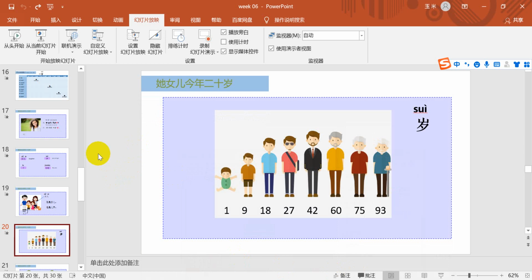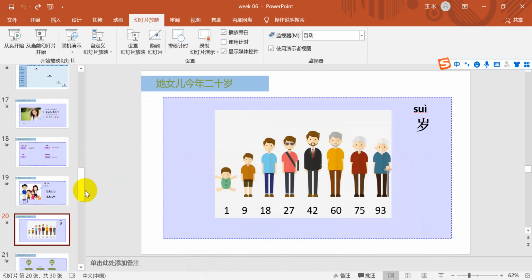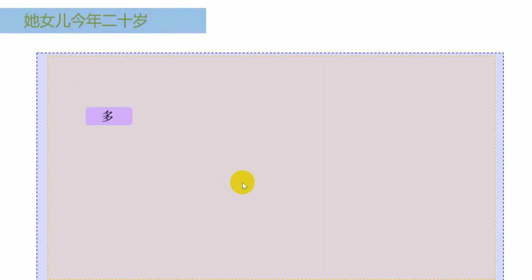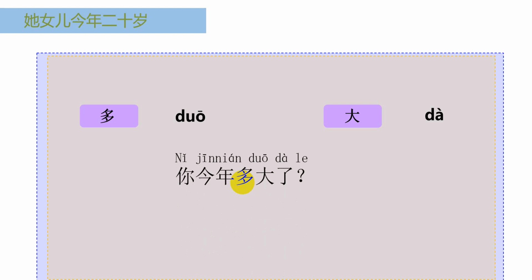And today we will continue learning how to ask people who are about the same age as you. The new word is 多大. This word can also be used to ask about age. It means how old. If you want to ask people who are about your age or a younger person, we can say 你今年多大了? Or 你多大了? The 今年 can be omitted.